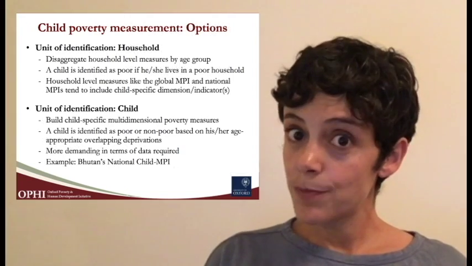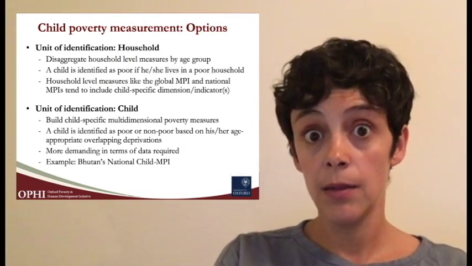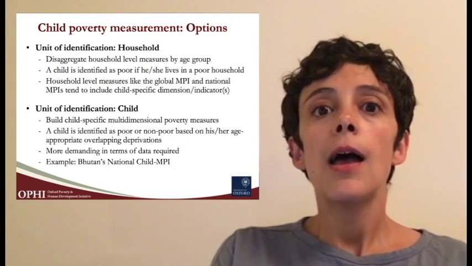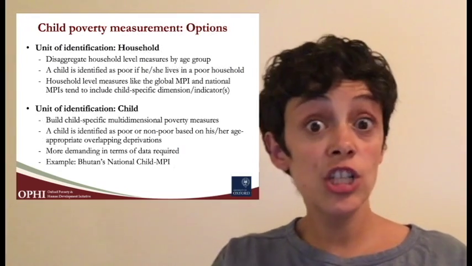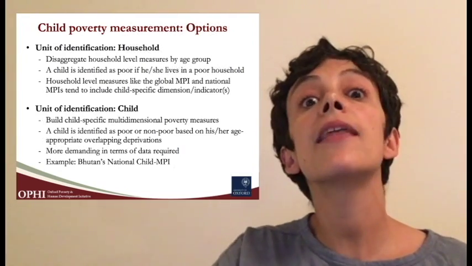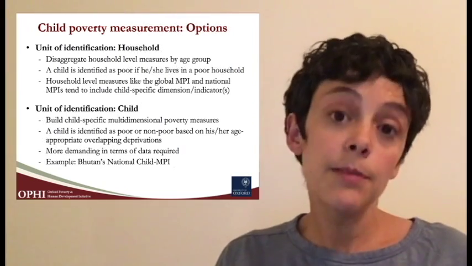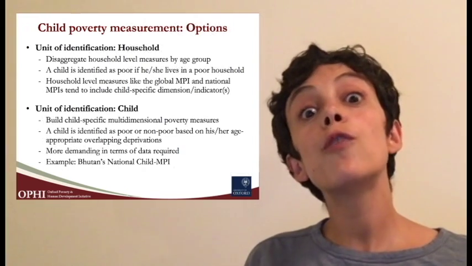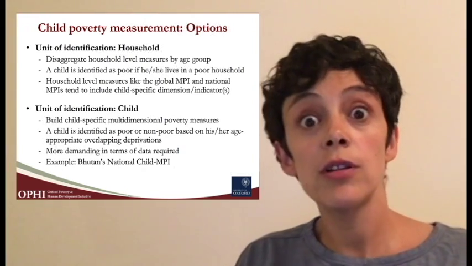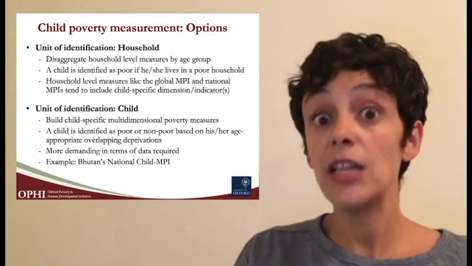The second approach is to build a child-specific MPI measure, a measure that identifies a child as poor based on the child's achievements instead of their household achievements. This approach is more precise, as it allows us to focus on a child as an individual and also consider the deprivations that are specifically relevant for children.